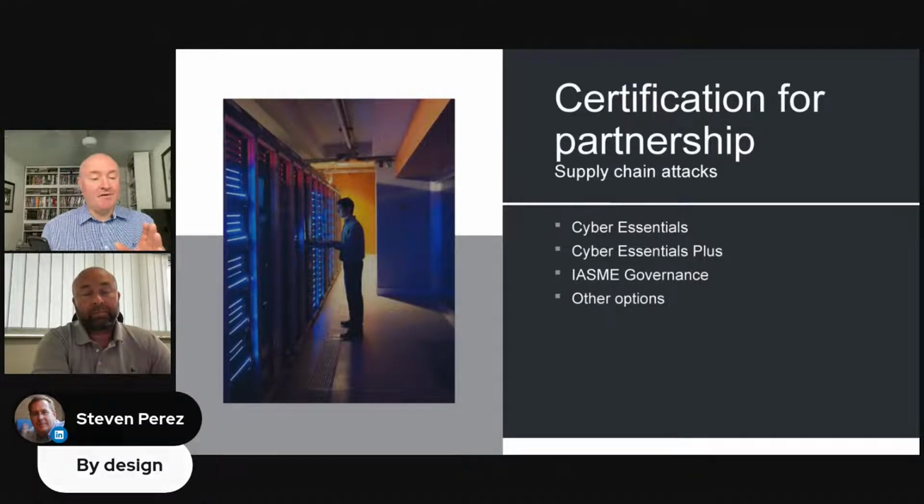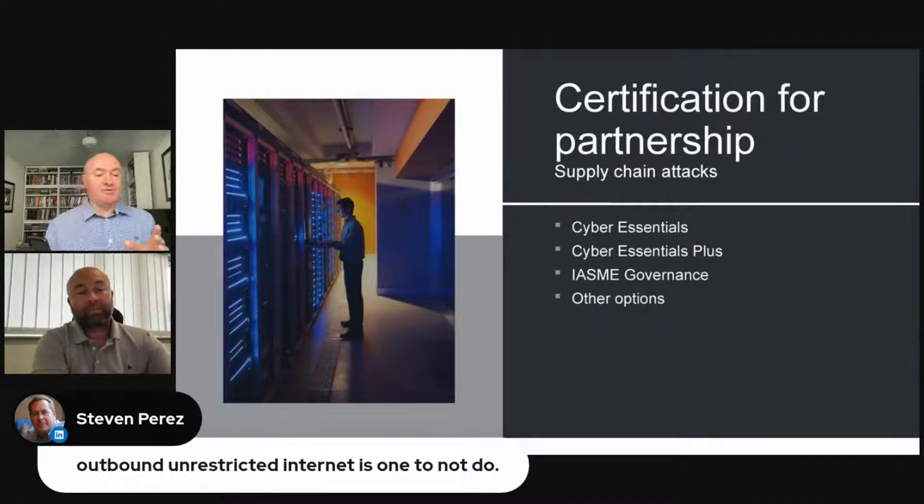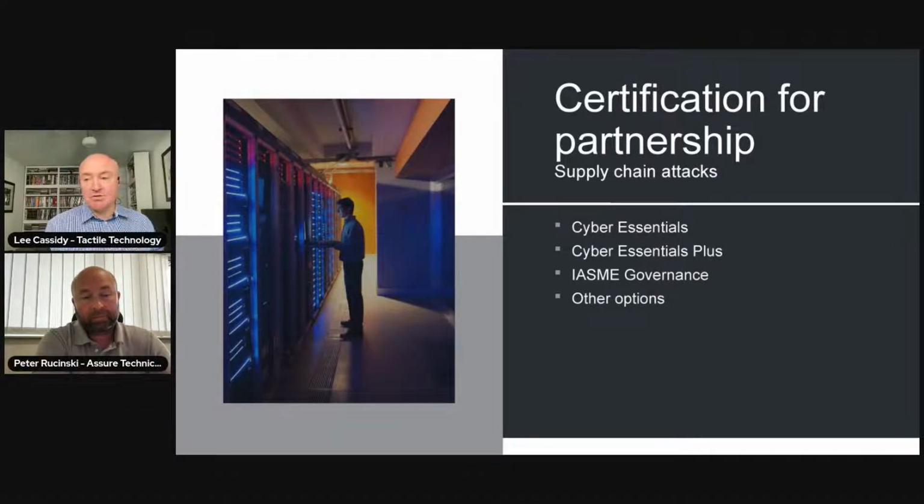And then finally, he's put in there that outbound unrestricted internet is one to not do. A lot of people seem to think outbound's okay. It doesn't matter because the hackers are coming inbound. But actually if you've got unrestricted internet access outbound as well, that can be an issue because it makes it easy for the attacker to exfiltrate data. They can send stuff out, they can create communications back to their command and control infrastructure quite easily if there's no restriction on that outbound internet as well. So thanks ever so much, Steve, for those comments.